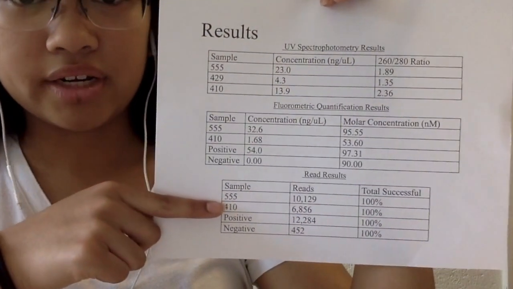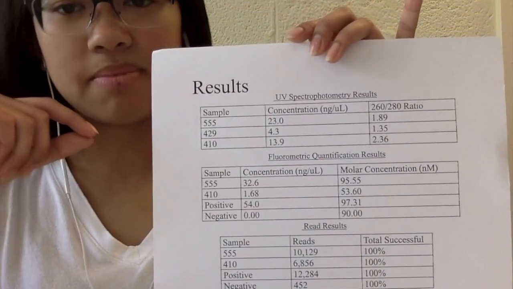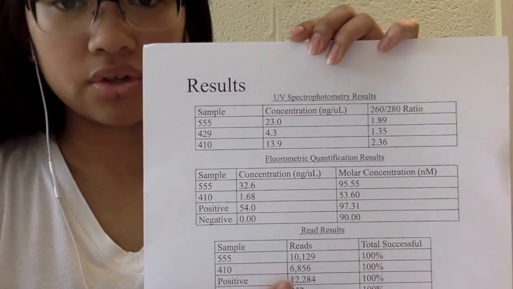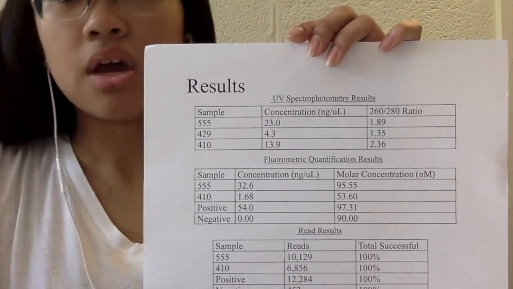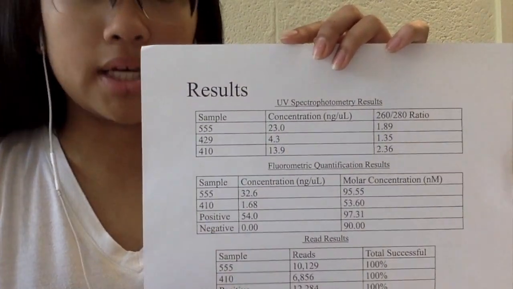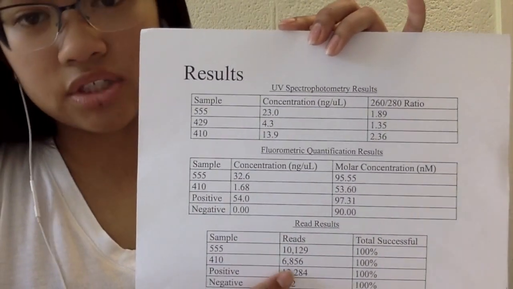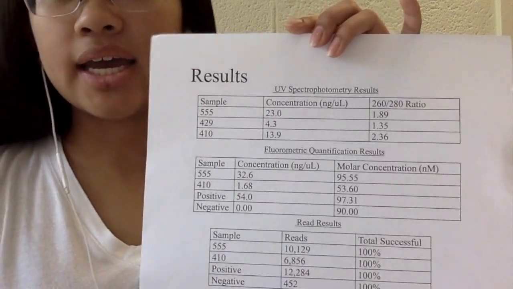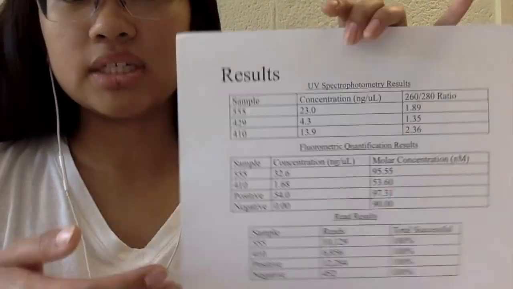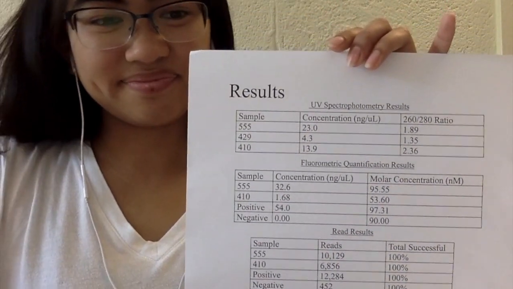Next, we have our reading results. There might have been slight contamination in our results because our negative control had a reading of 452, which is a low enough reading compared to our positive control, which had 12,284 readings. Again, this is a low enough reading that our data is still good for analysis.